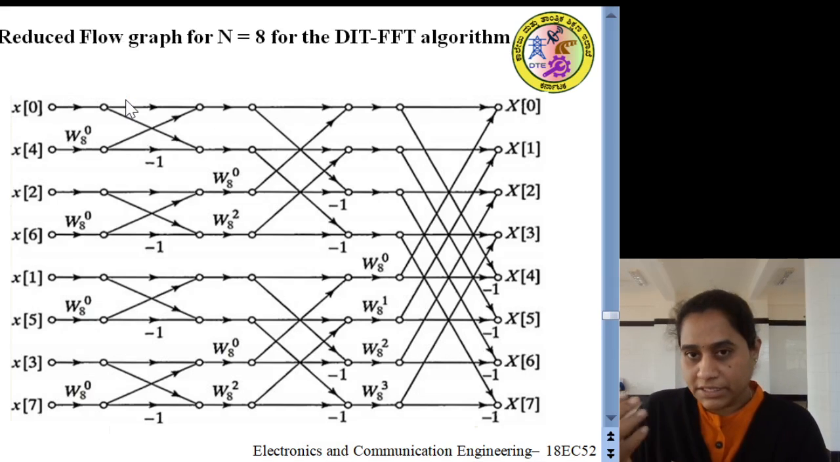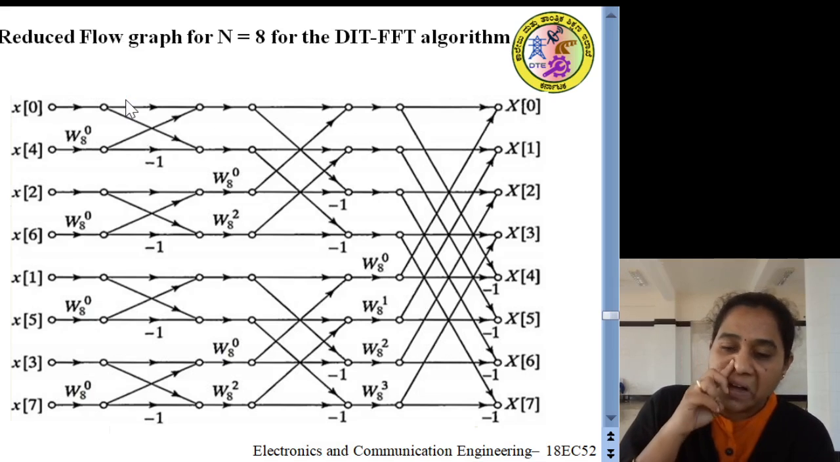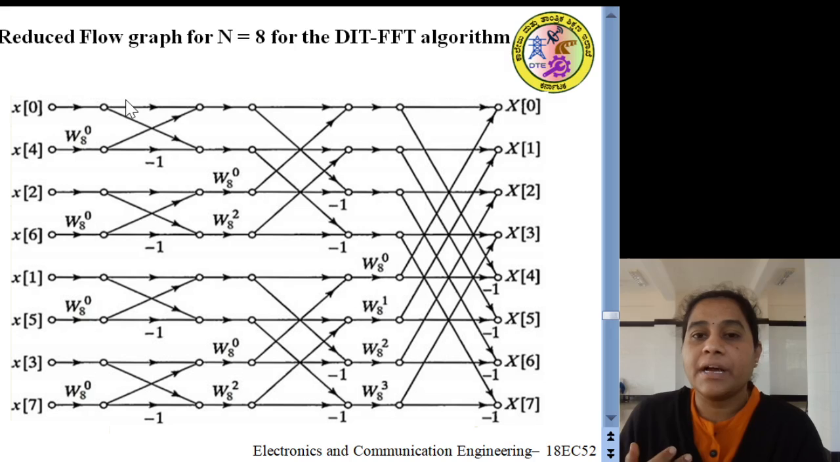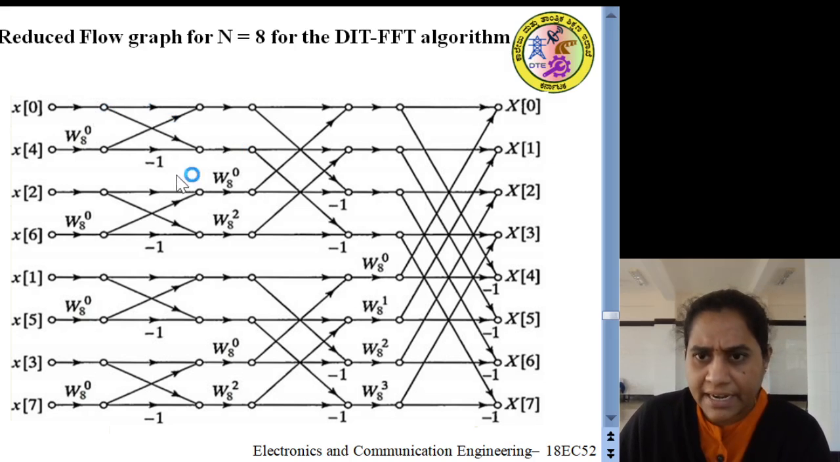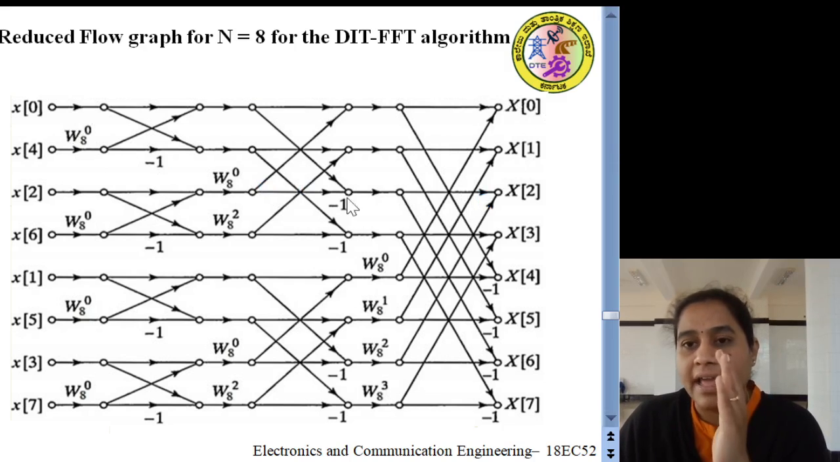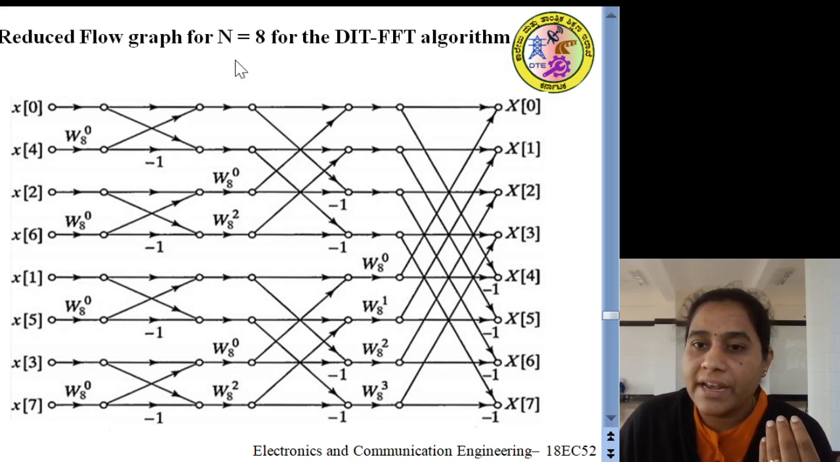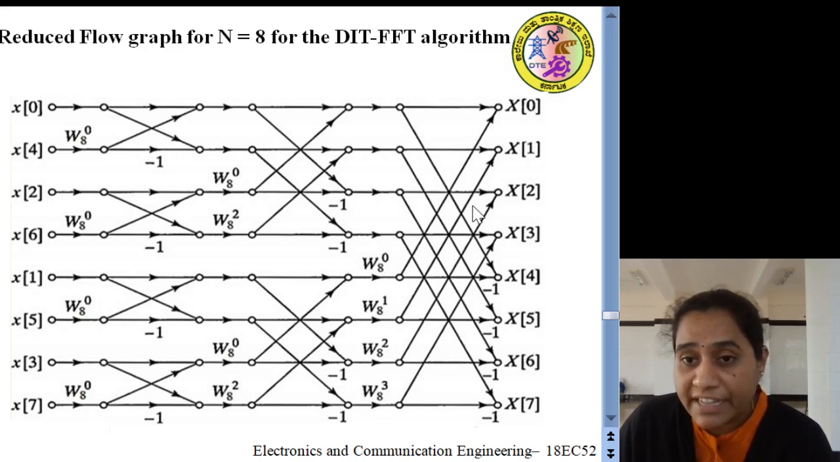Okay, just by considering the reduced butterfly operation, the complete reduced flow graph for n equal to 8 can be represented like this. We have 8 parallel lines and 3 stages of decimation. For n equal to 8, we have 3 stages. For a general value of n, n equal to 2 raised to the power nu, we are going to have nu stages of decimation. Each stage has n by 2 butterfly operations.